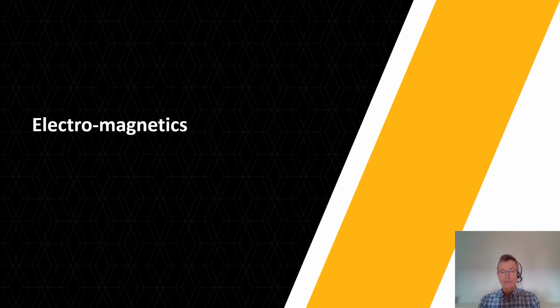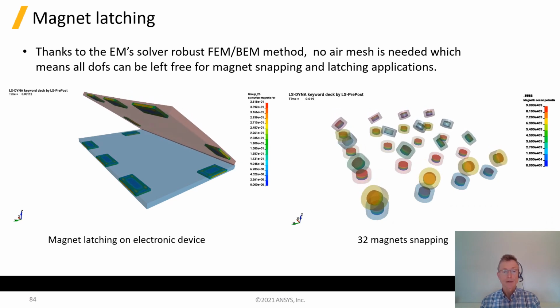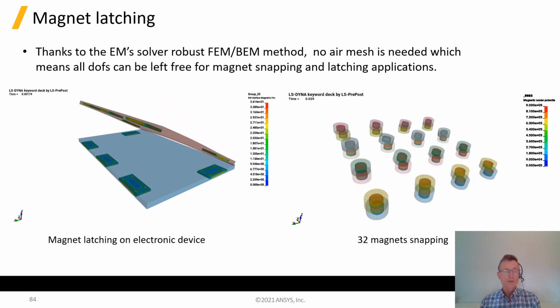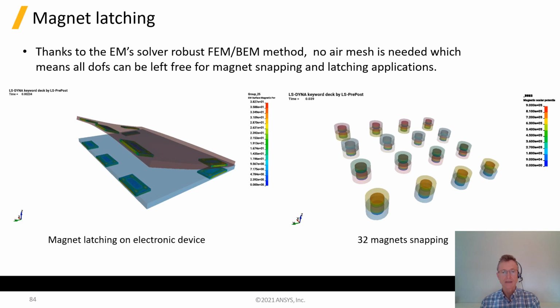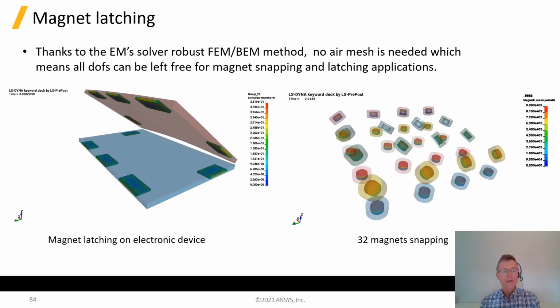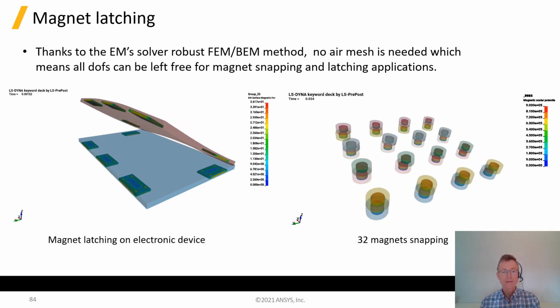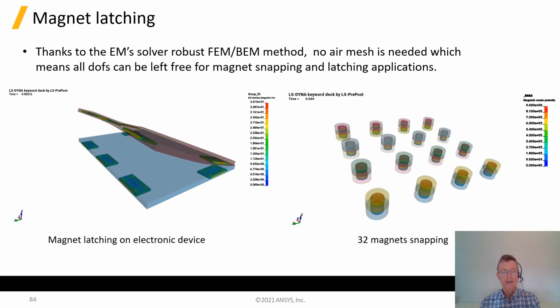Next up, electromagnetics. Quite a major new addition for the EM solver is permanent magnets. This opens up a whole new set of applications for LS-DYNA. Shown here are two models where opposite-poled magnets attract and snap together. And because of the way the LS-DYNA solver works, there's no need to model the air at all. It's only the magnets themselves and the things they're attached to that have to be modeled.